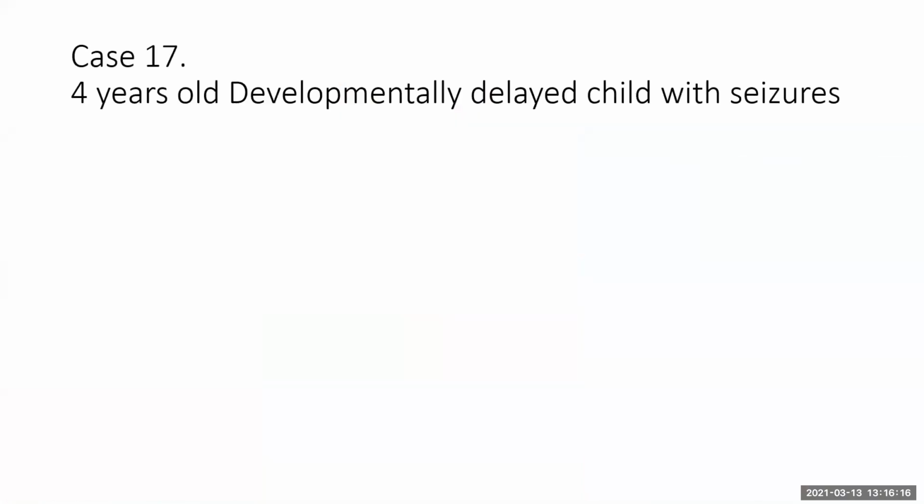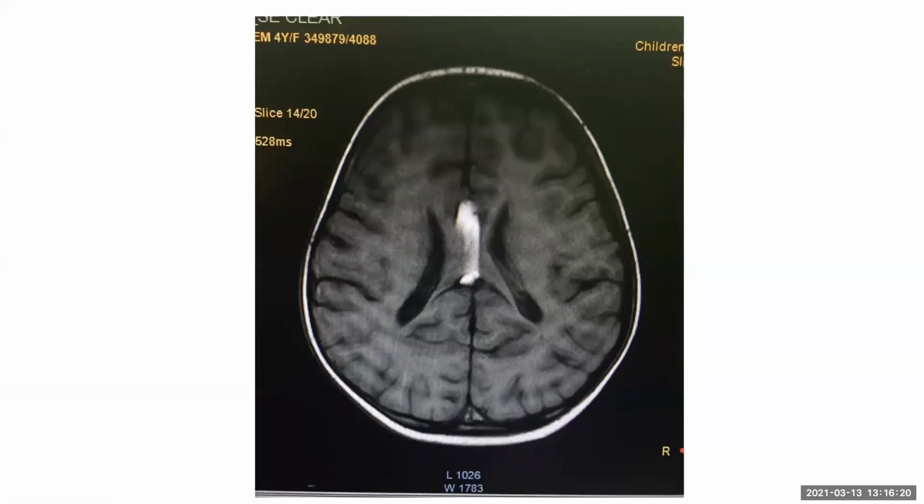Another case: a 4-year-old child with developmental delay and seizures. I have been given a single axial section of MRI brain, which is a T1 weighted image. I can see a midline T1 hyperintense lesion in the interhemispheric fissure, and I'm looking at the ventricles and the sulci. With a midline T1 hyperintense lesion, a fat-containing lipoma is a possibility.